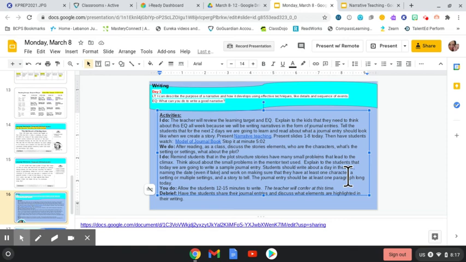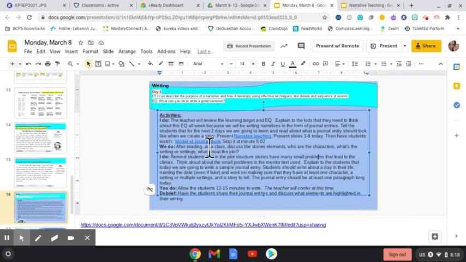Let's remember that plot is the structure stories have, which show you many small problems that lead to a climax, the most important point of the story. So think out loud about the small problems in the mentor text used, the model journal book here at the top, and explain.